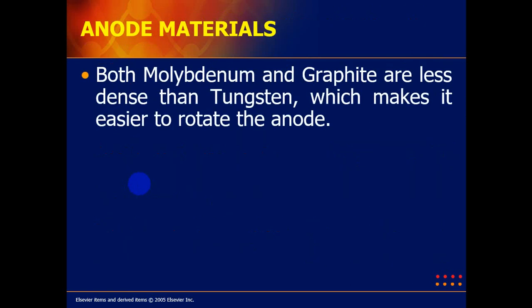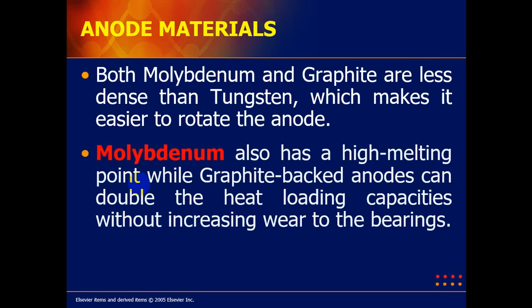Of the anode materials, both molybdenum and graphite are less dense than tungsten, which makes it easier to rotate the anode. Molybdenum also has a high melting point, while graphite-backed anodes can double the heat loading capacities without increasing wear to the bearings.